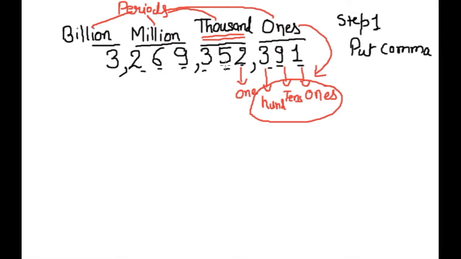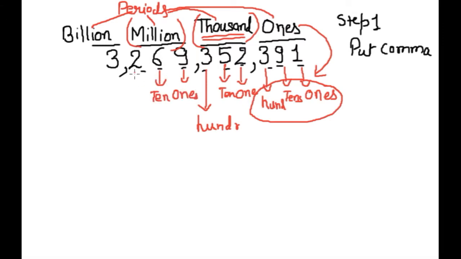Ones, tens, and 100. And this is for this period, 1000. Now come to million. Again we will write the same thing: ones, tens, and 100. Again we will write for this period, billion. This is ones.